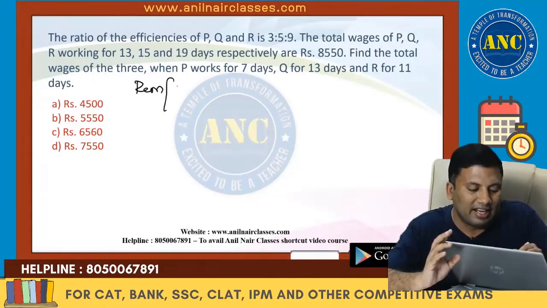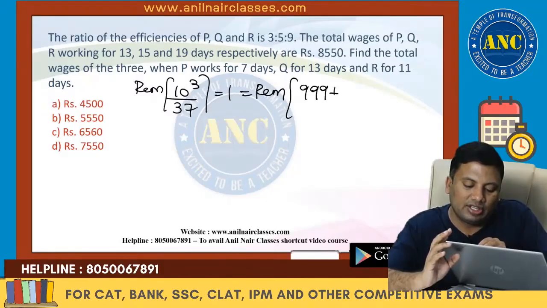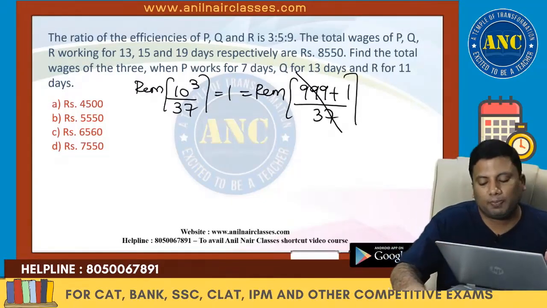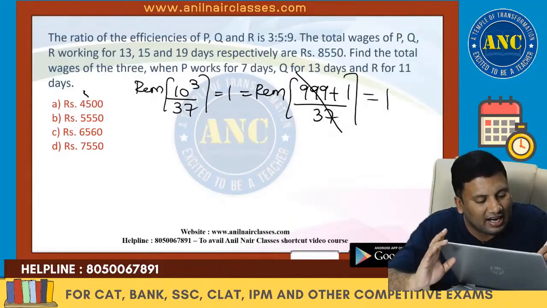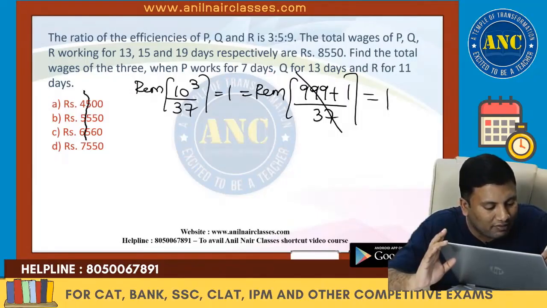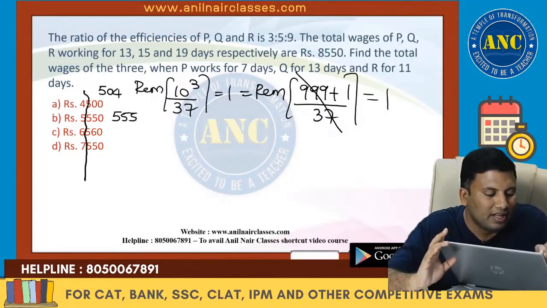The remainder when 10 cube is divided by 37 is 1. Why? Because 10 cube is 1000, which is 999 plus 1, divided by 37. 999 is perfectly divisible by 37. Take a group of 3 digits and add it. This will become 504. This will become 555. This will become 566. This will become 557.